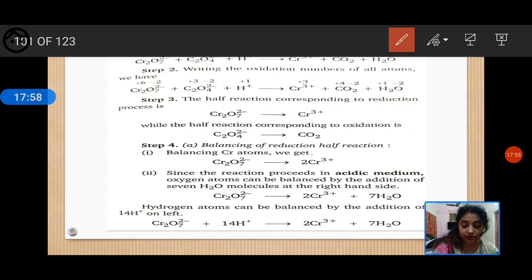Second step will be to write the oxidation number of all the atoms. You are now aware. You will write the oxidation number of every atom. One you know, the other you can find out. Next step, the half reaction corresponding to the reduction process and oxidation process. Let's find out.